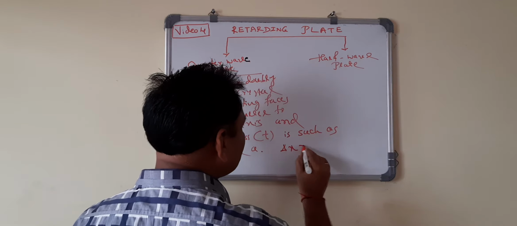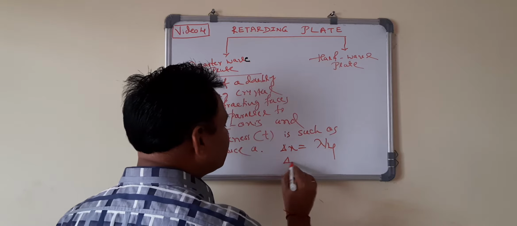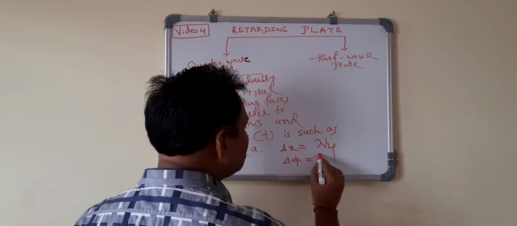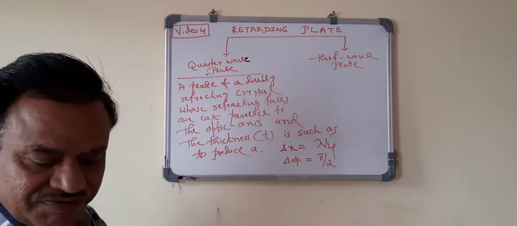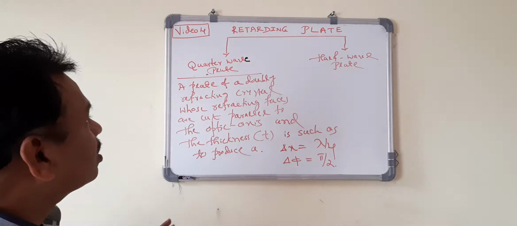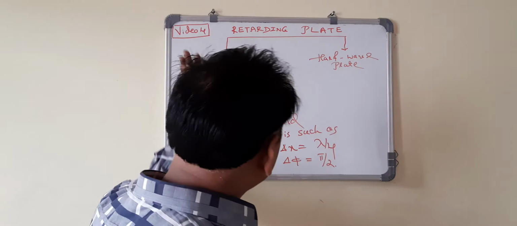I will call this delta x, equal to lambda by 4. The phase difference delta phi is equal to pi by 2. This is the exact definition of the quarter wave plate. What is a retarding plate here?